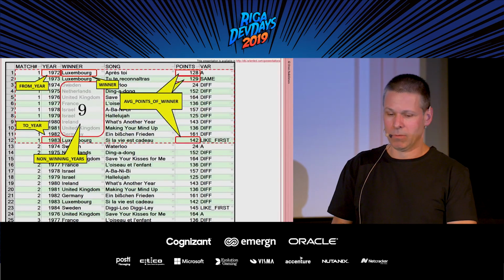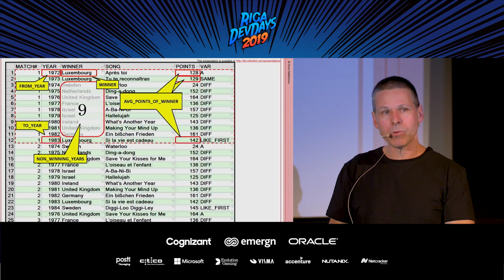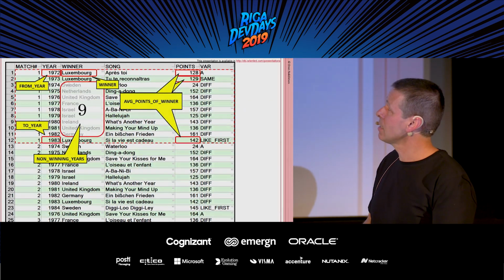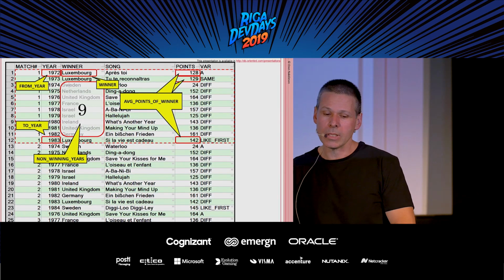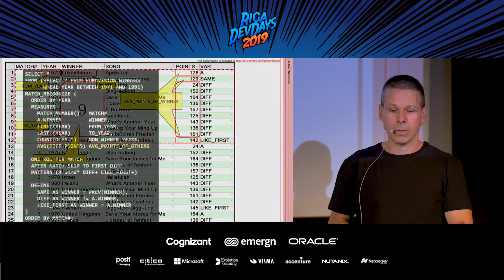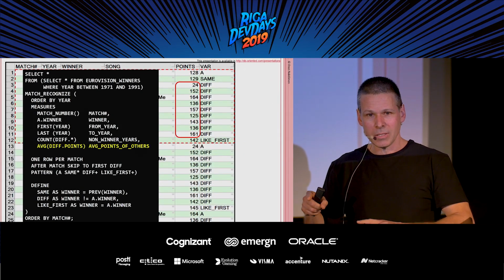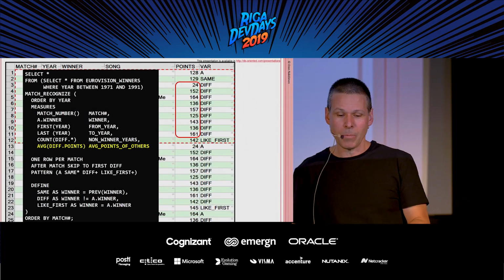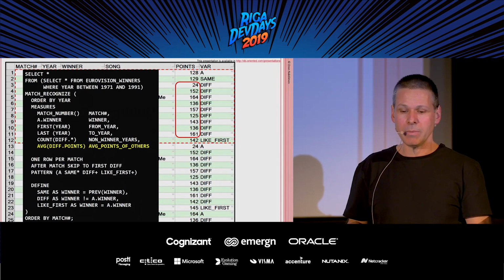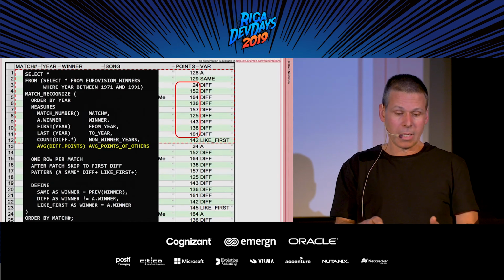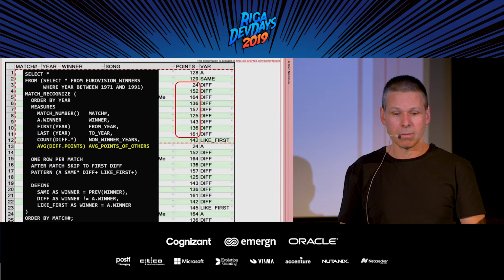Let's add another measure. I want the average points of the winner. Now take a look at this. If I wanted the average points of the other winners, not our winner, it is simple, right? Because all of them are classified as diff. So it's just average of diff.points.